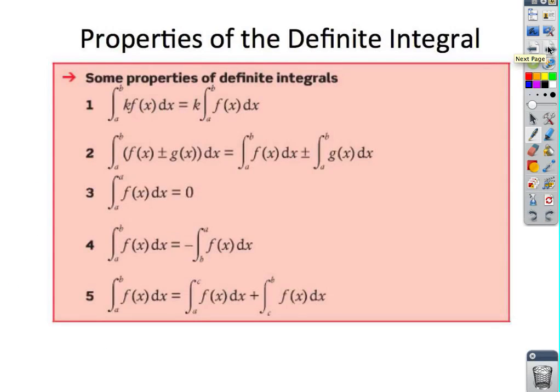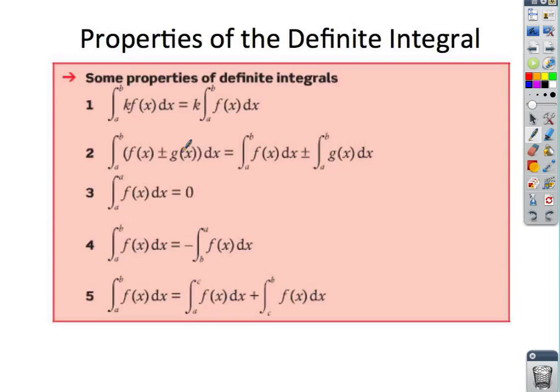So on this page, we just have some properties, which we'll go over. So the first one again is the constant multiple rule, okay? And I've used it already. It allows you to take the constant in front of the integral and then perform the integration, and the boundaries of integration stay exactly the same. The second one is your sum and difference rule, which again we've seen before when we did the indefinite integral, but it also holds true. And again, you just apply the boundaries on each part of the integral that you do.